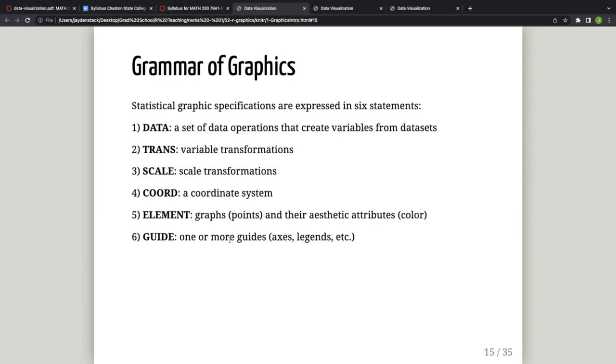Okay, so statistical graphic specifications are expressed in 6 different statements. Data, the set of data operations that create variables from data sets; trans, which are variable transformations; scale, which are scale transformations; coord, a coordinate system; element, graphs, points, and their aesthetic attributes; and then guide, one or more guides, which are going to be our axes and our legends. And you'll see these inside the syntax for a lot of the ggplot graphs that we're going to create.